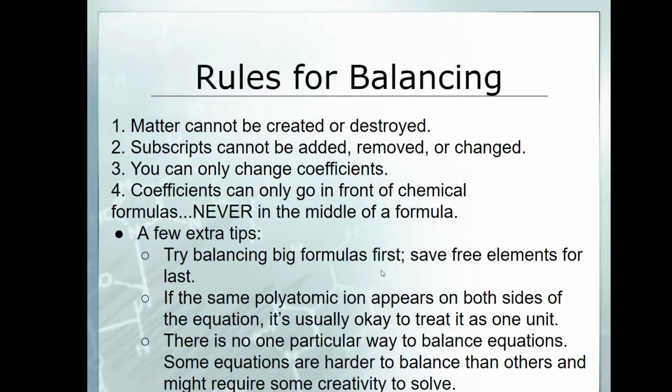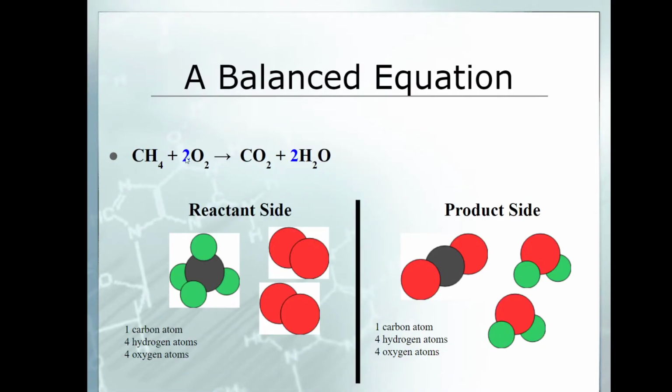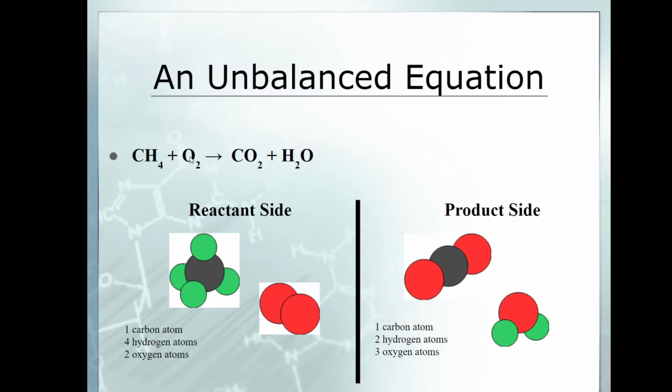Okay, the second rule is that while we are trying to balance these, the subscripts cannot be added, removed, changed, switched around, whatever. The subscripts in the formulas themselves have to stay exactly the same. All right, so if we were to look at this and say, if we just made this O3 instead of O2, that would solve our oxygen problem, balancing out, right? We have 3 on either side, but that is something we cannot do.